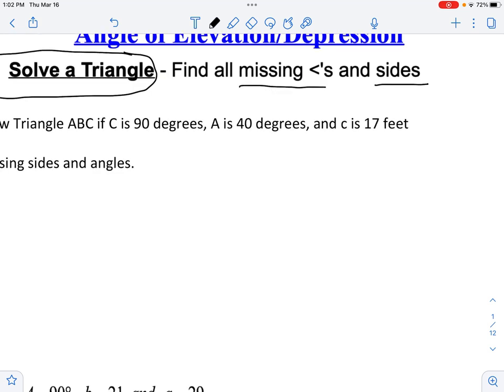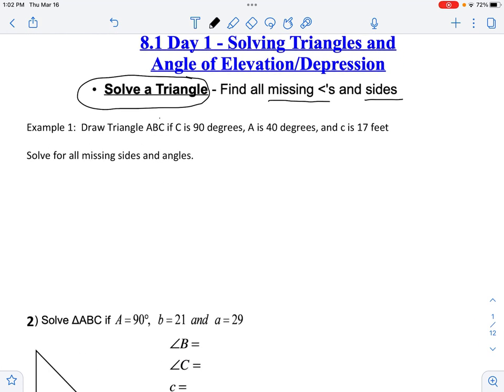So we're going to draw a triangle ABC where angle C is a 90-degree angle. If I start over here, I'm going to mark angle C as my 90 degrees. Angle A is 40 degrees, so one of these can be A. And then we know that side c is 17 feet. We're going to come back to that. This angle has to be B. One thing that we know is that the three angles of a triangle add up to 180, which means that this missing angle has to be 50 degrees.